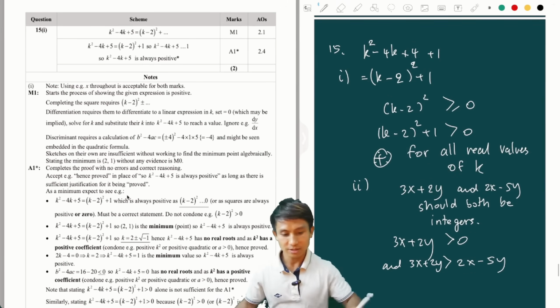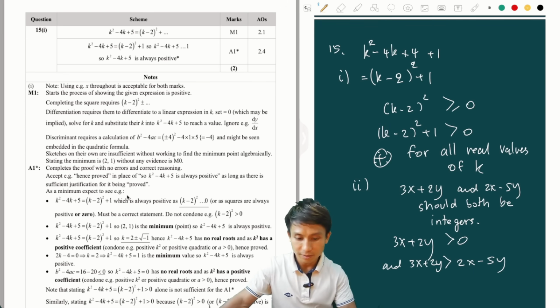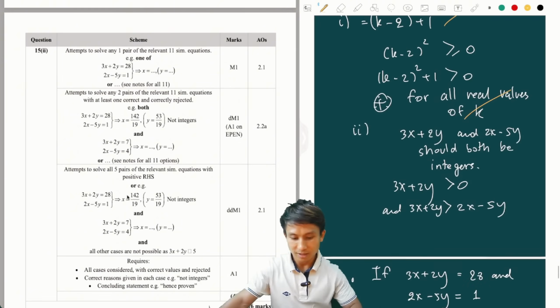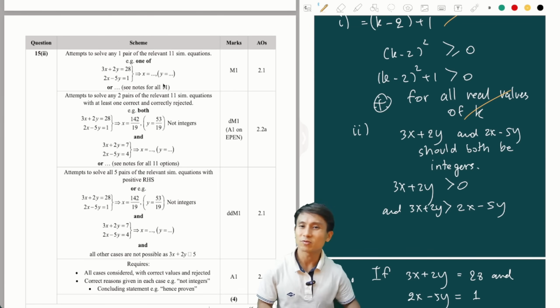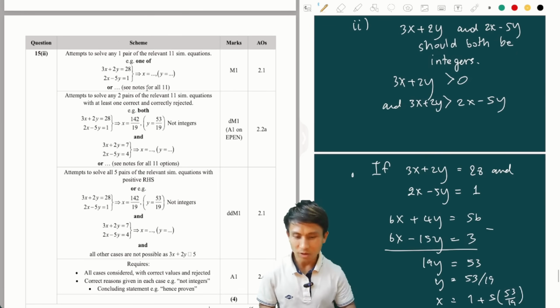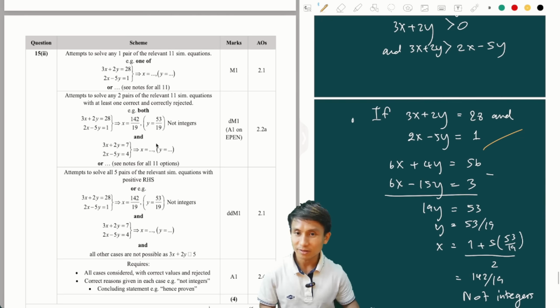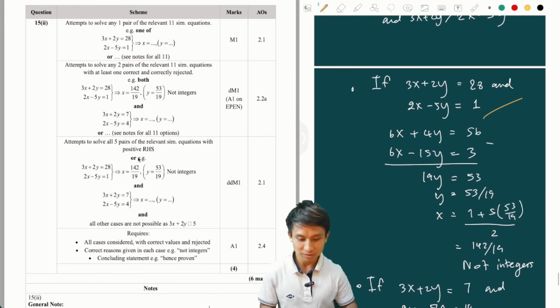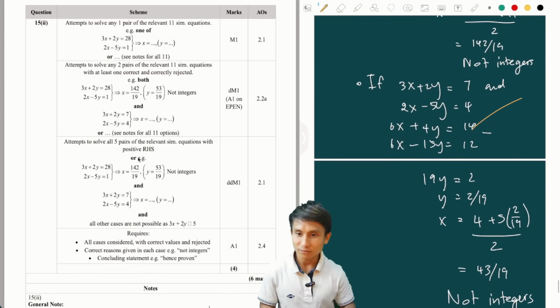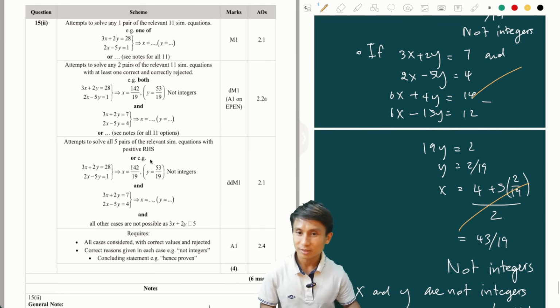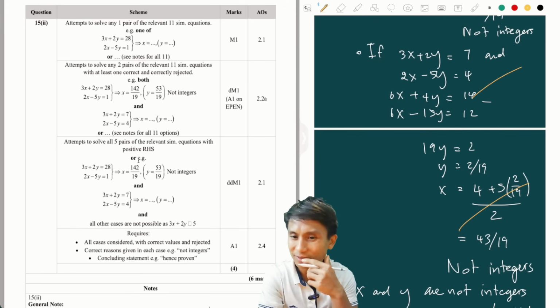Okay, here we go. 15. Yeah, completing the square, that's fine. It's always positive, that's fine. Part II, it's just the proof there. Okay, so attempt to solve for one pair. I have 28 and 1 here. Yep. Attempts to pair. What else? 28, 1, 7, and 4. I got 2 of them. Yes. Wait, attempt to solve all 5 pairs? Wait, hang on. There are 5 pairs? Really? Are you serious? 5 pairs.